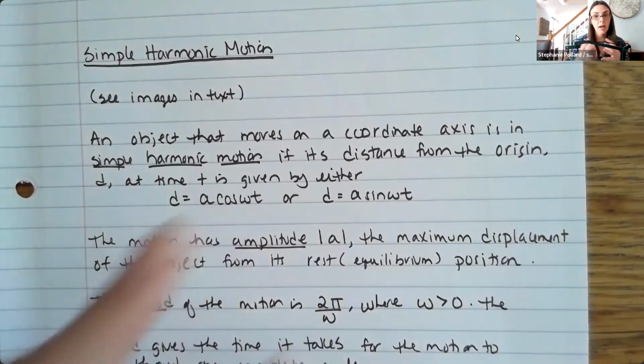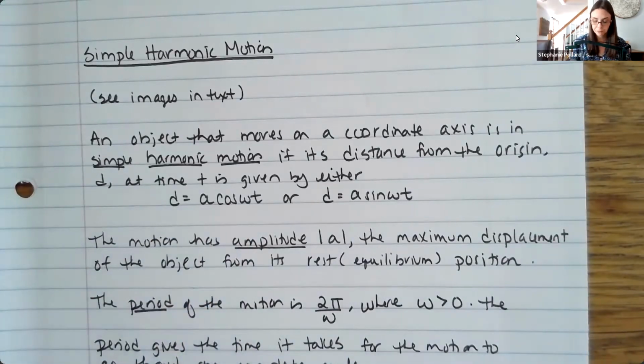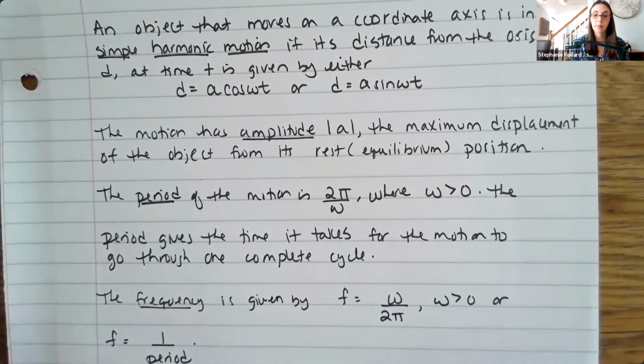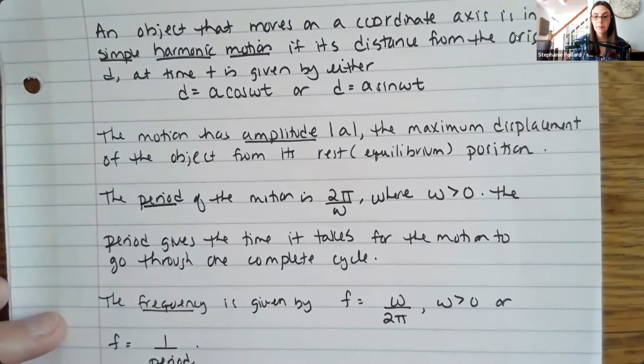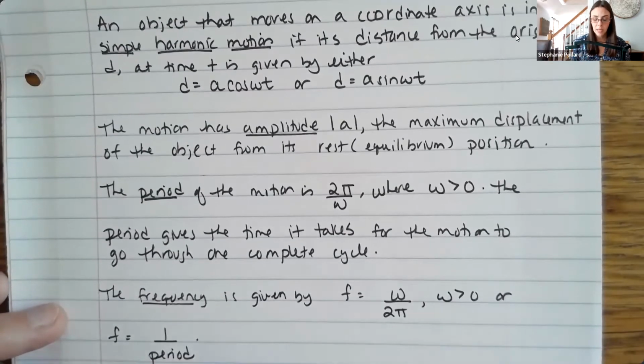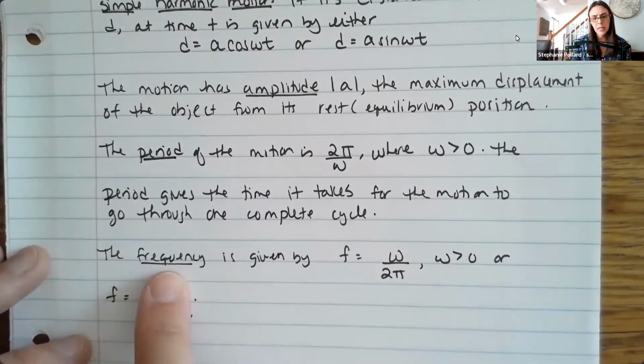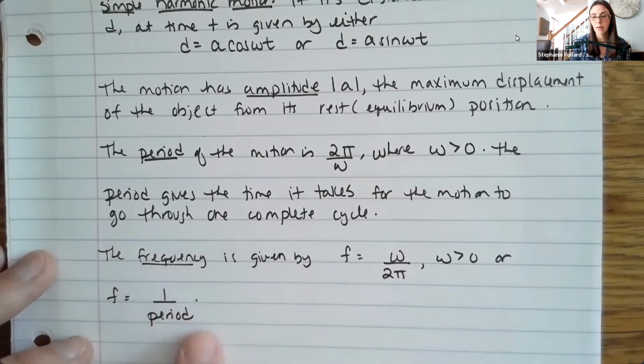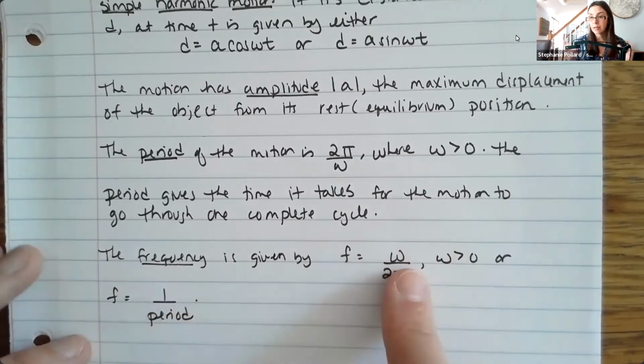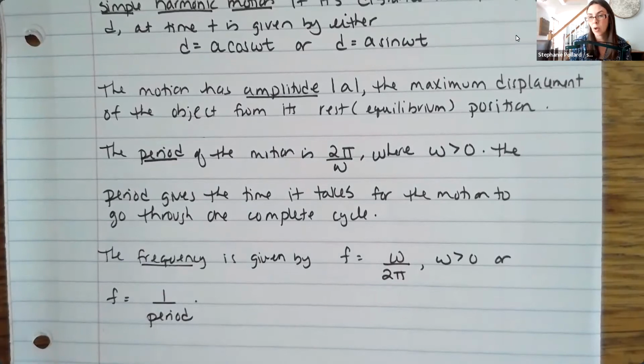So again, you should see a lot of similarities to things we already know. And that is the time it takes for the motion to go through 1 complete cycle. So the same definition for period. And then we also have another term called frequency, which is given by 1 over the period, or omega over 2 pi. So that's another calculation that we often see with harmonic motion as well.